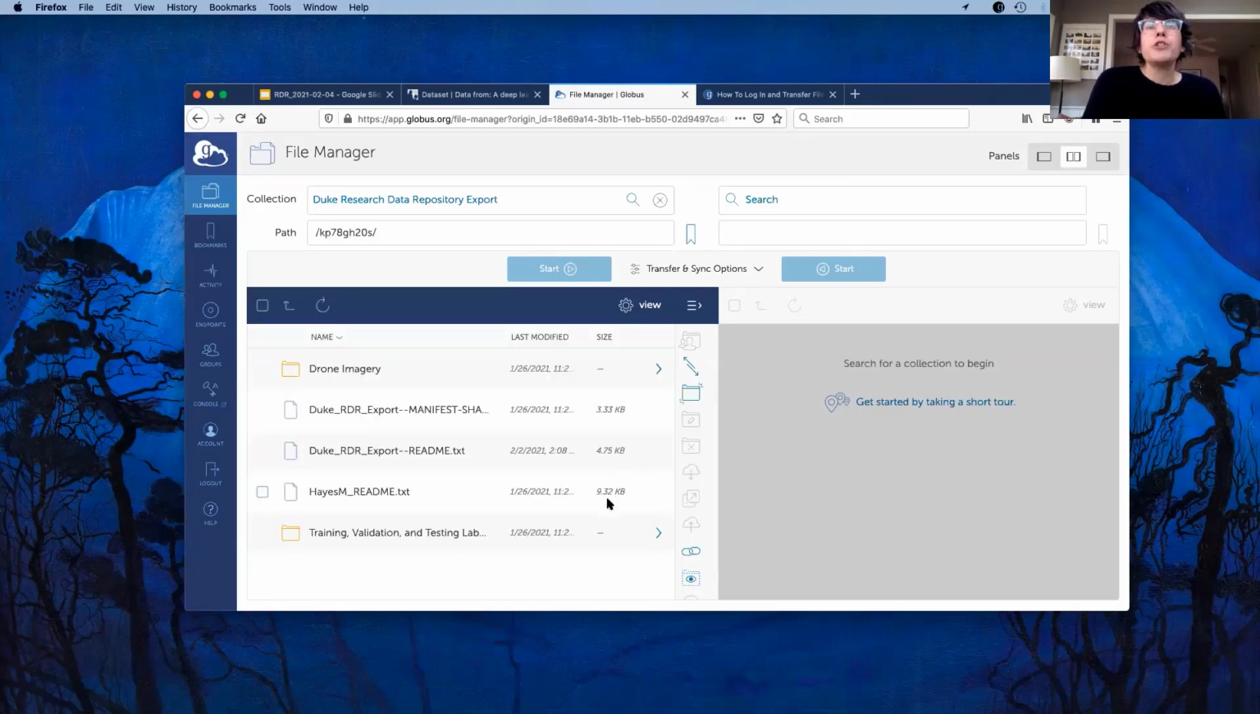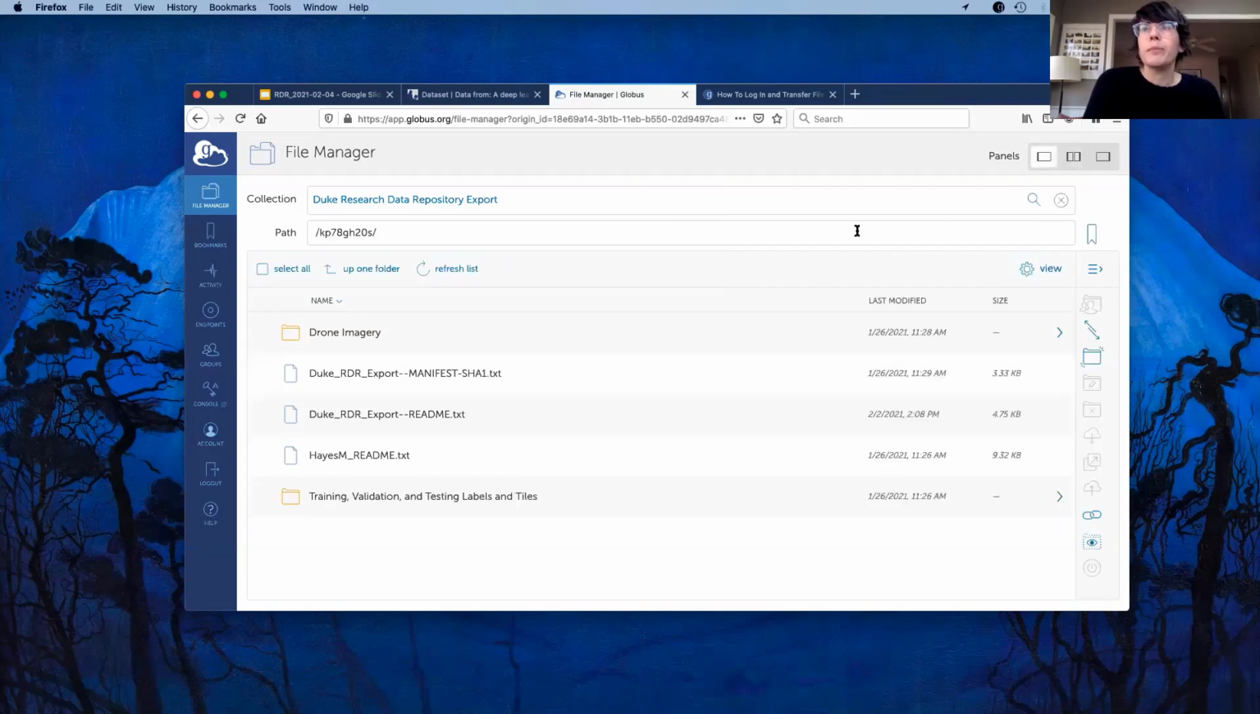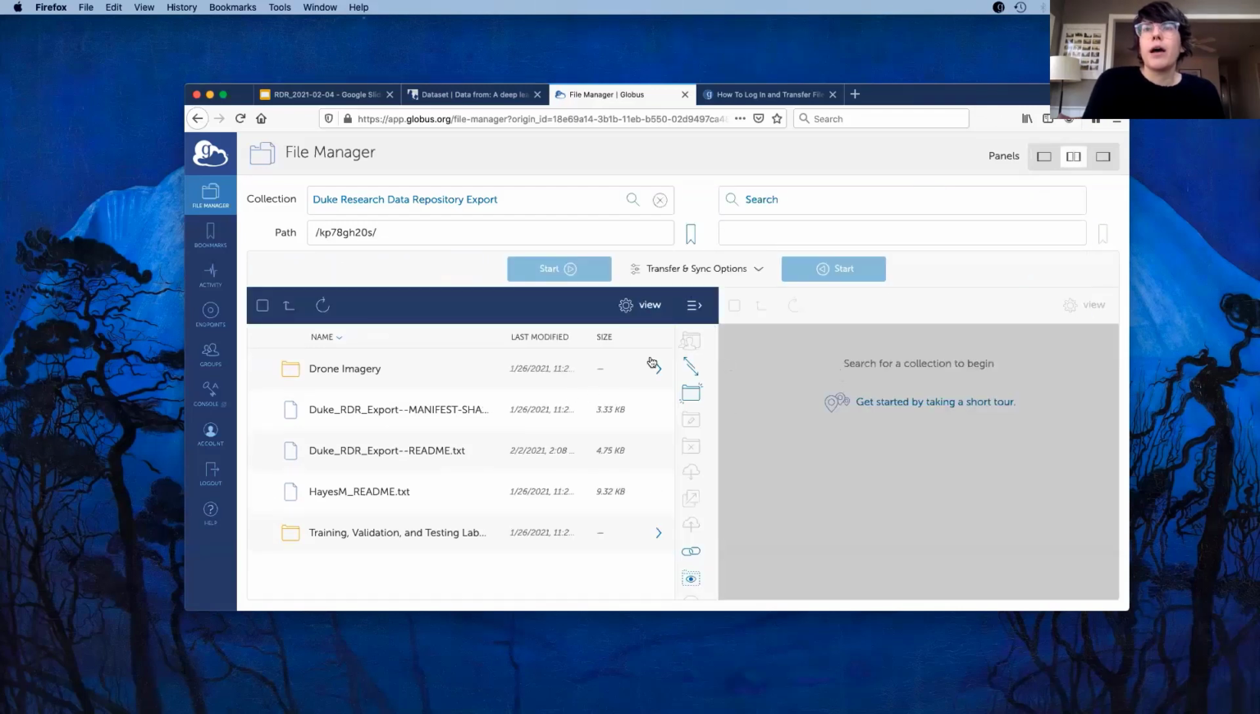Okay, so once you've been authenticated, you'll be taken to this file manager screen. Depending on whether or not you've logged into Globus before, you may see this single panel view, or you may already be in this multi-panel view. It basically looks like, if you've ever used an FTP client, it's very similar to that. Either way, you can switch back and forth between views using these buttons up here in the panels section of the upper right-hand corner.